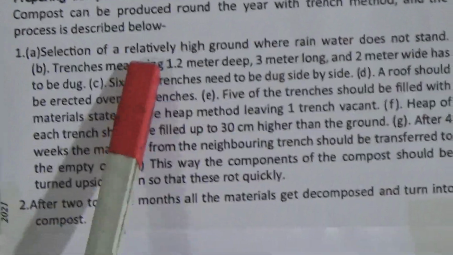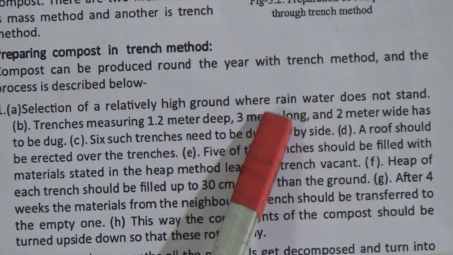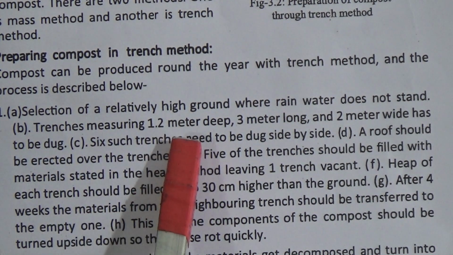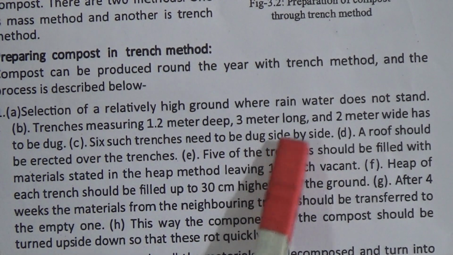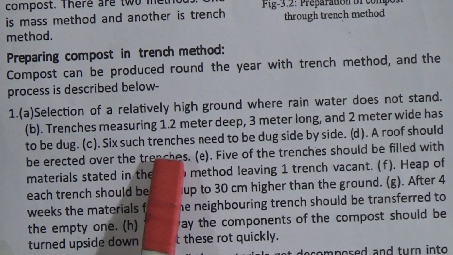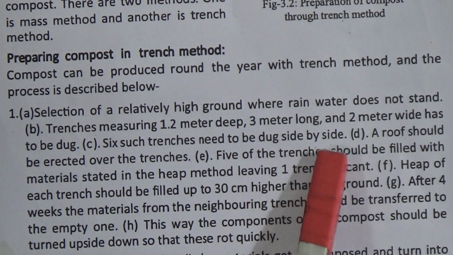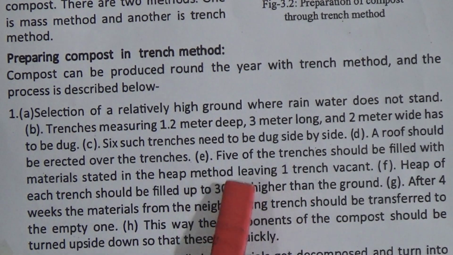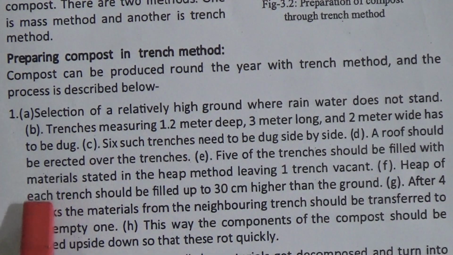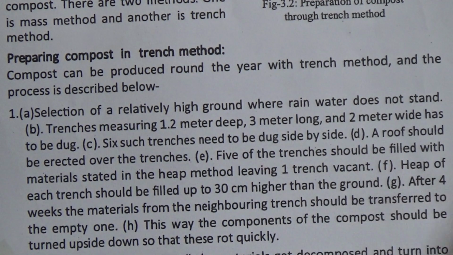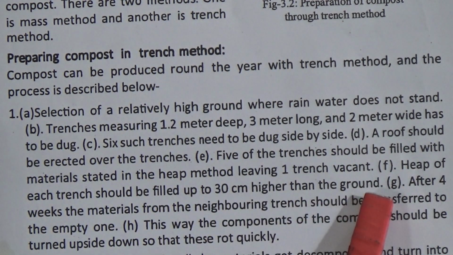1. Selection of a relatively high ground where rainwater does not stand. Trenches measuring 1.2 meter deep, 3 meter long and 2 meter wide have to be dug. 6 such trenches need to be dug side by side. A roof should be erected over the trenches. 5 of the trenches should be filled with materials stated in the heap method, leaving one trench vacant. Heap of each trench should be filled up to 30 cm higher than the ground.